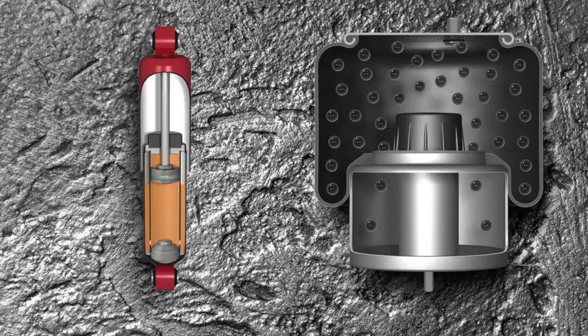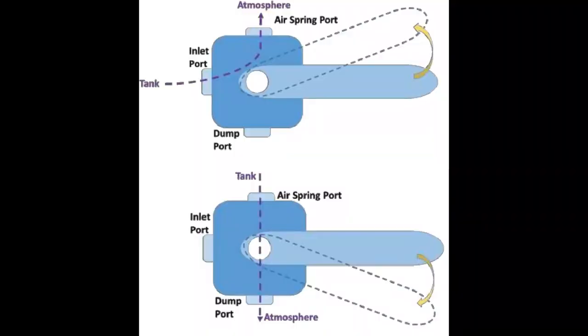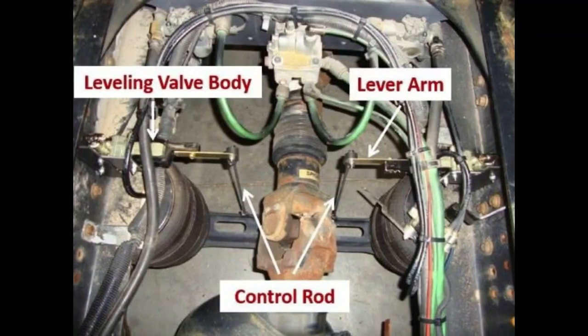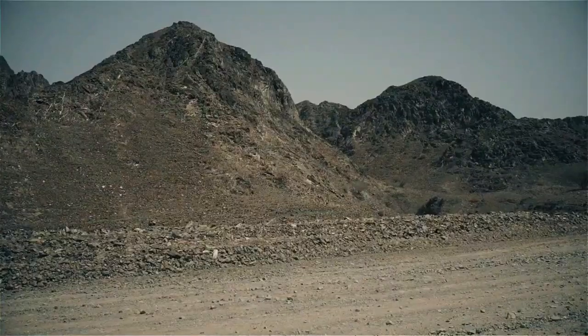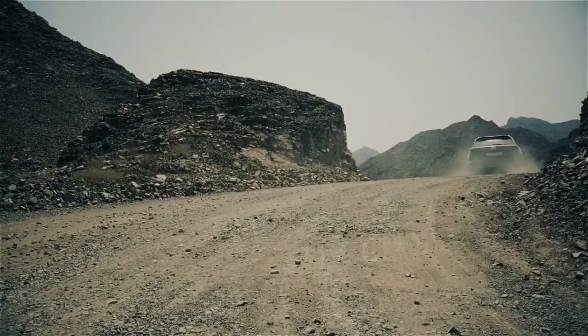Fifth is the height control valve. The height control valve serves as a sensor that detects alterations in the height of the vehicle's axle relative to its frame. While these valves are often mechanical in nature, modern vehicles also incorporate electronic height control mechanisms. This system can also be referred to simply as HCV.